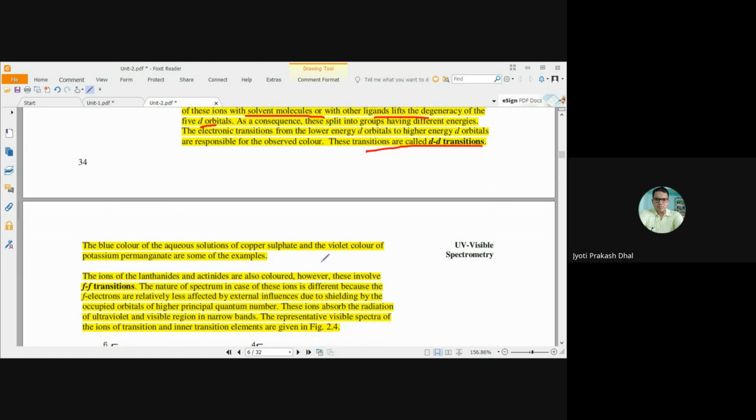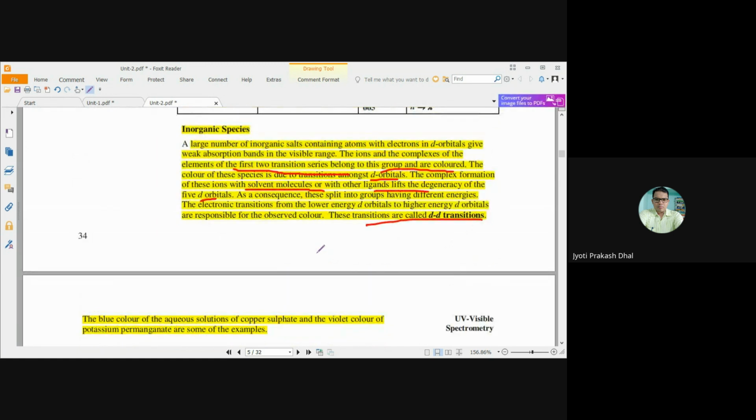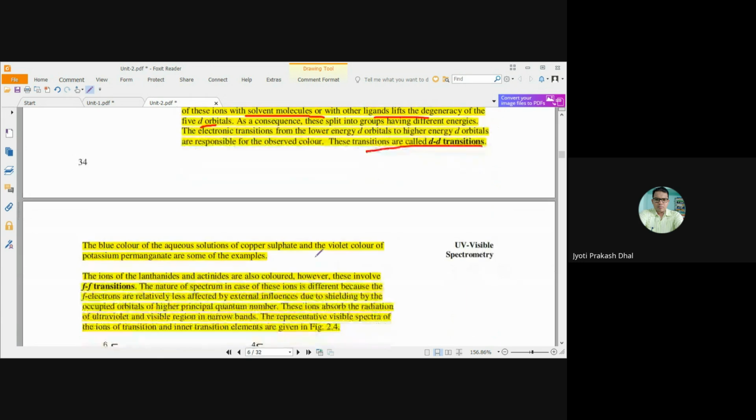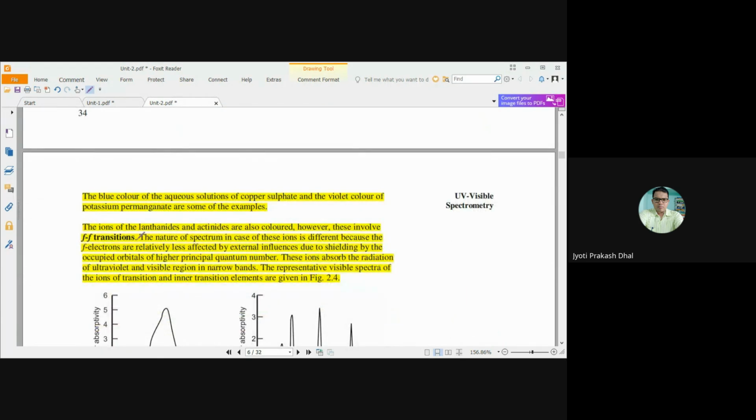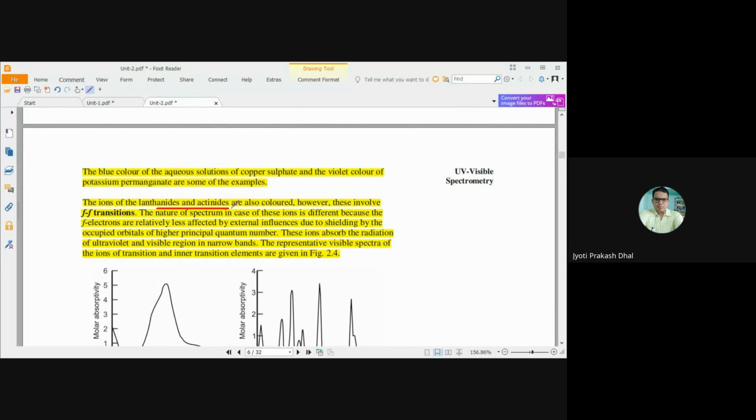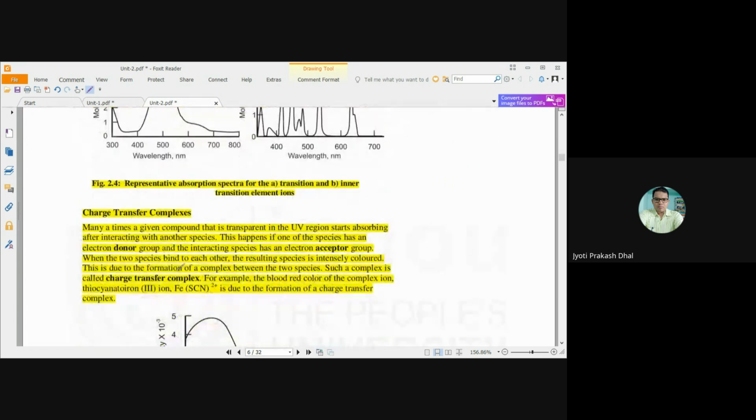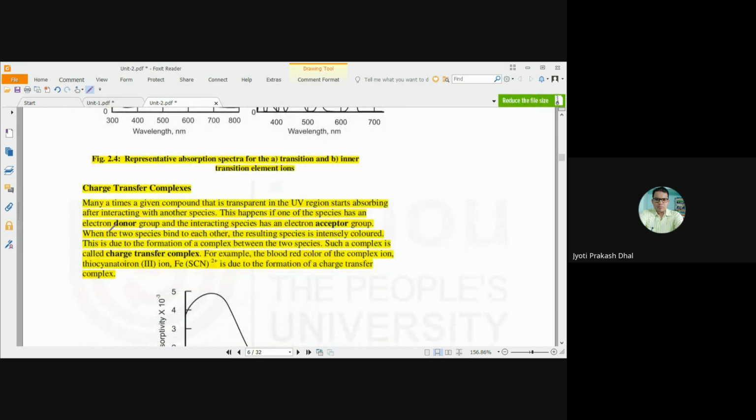Due to d-d transitions, some inorganic compounds containing transition metal atoms are colored in nature. Similarly, the same principle can be applied to the lanthanides and actinides, and these are also colored due to f-f transitions. The next one is the charge transfer complex.